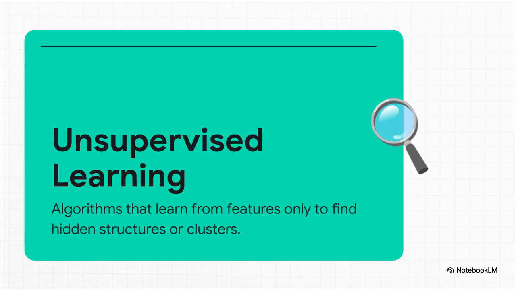Next up, we have unsupervised learning. This is where it gets really interesting because here, you only give the machine the features data. No labels, no answer key. It's just left entirely alone to find hidden structures, patterns, or clusters in the raw data without anyone telling it what it should be looking for.